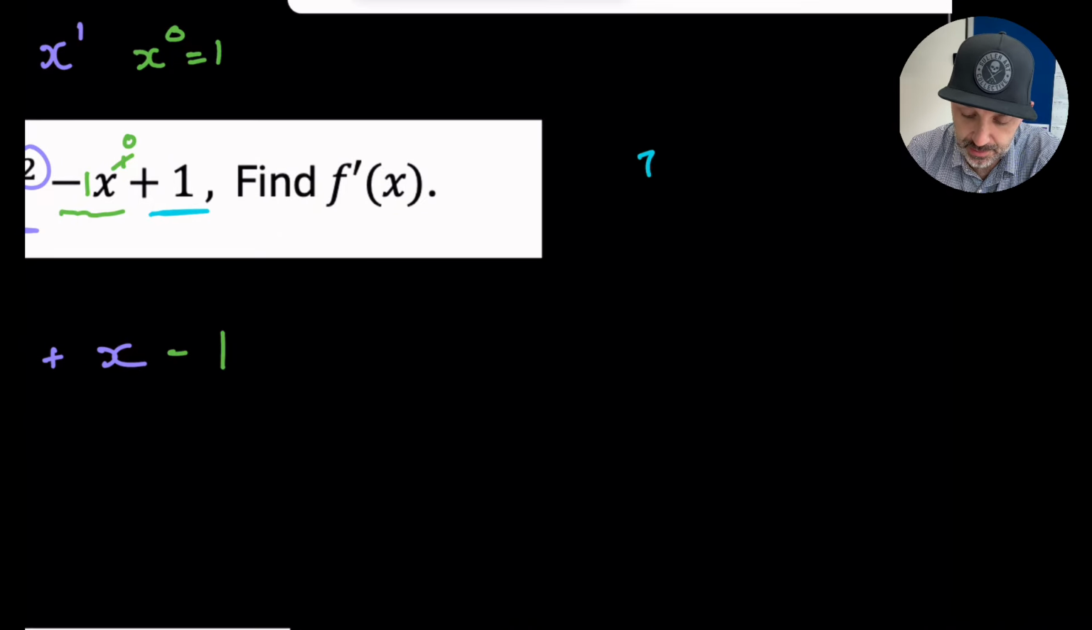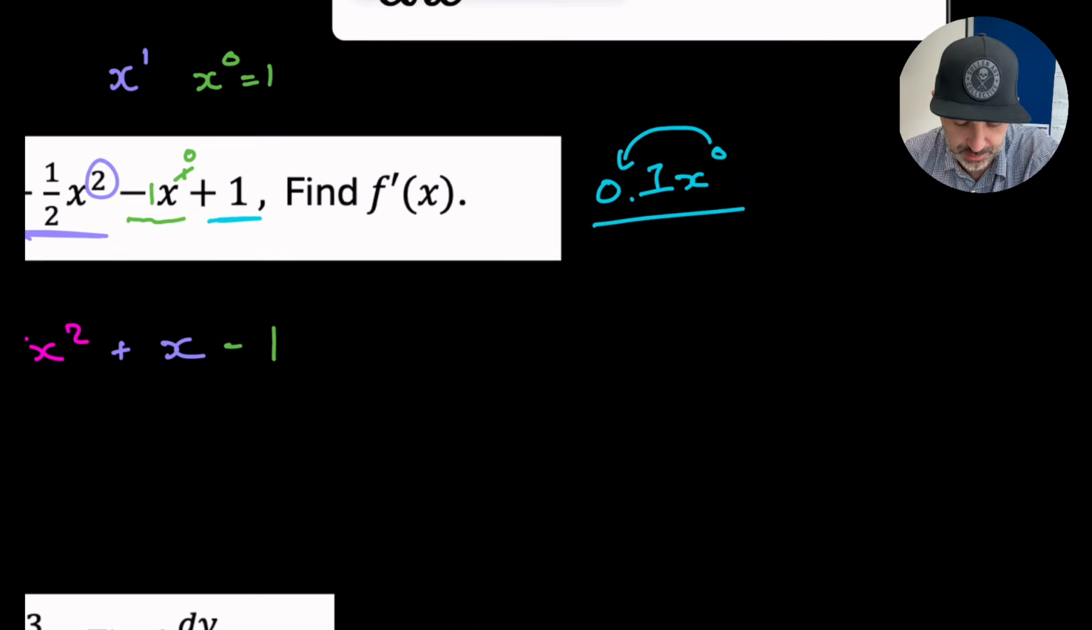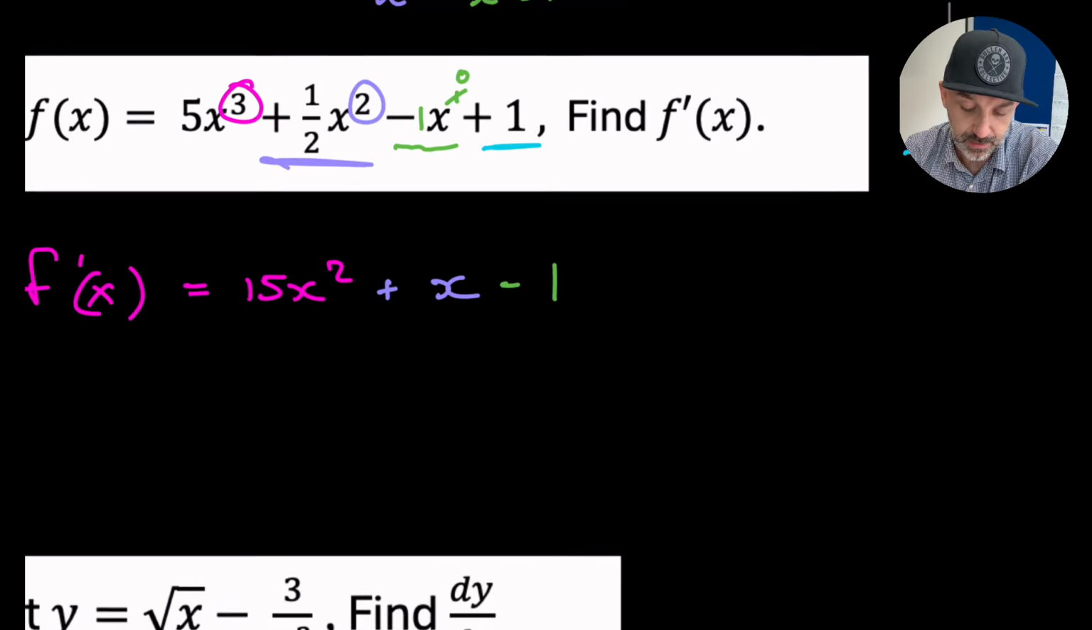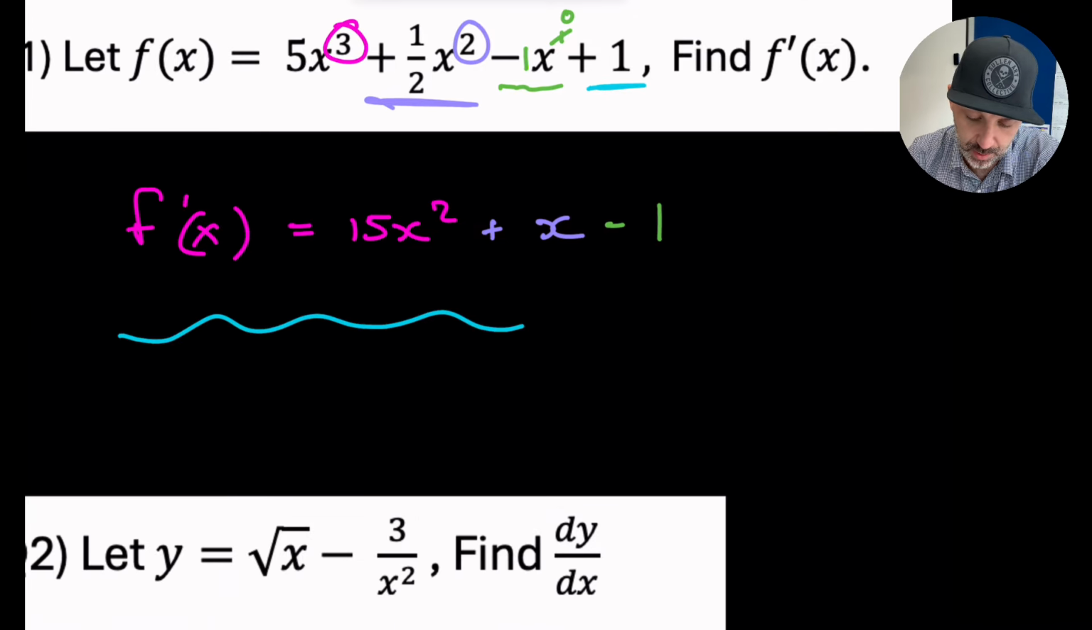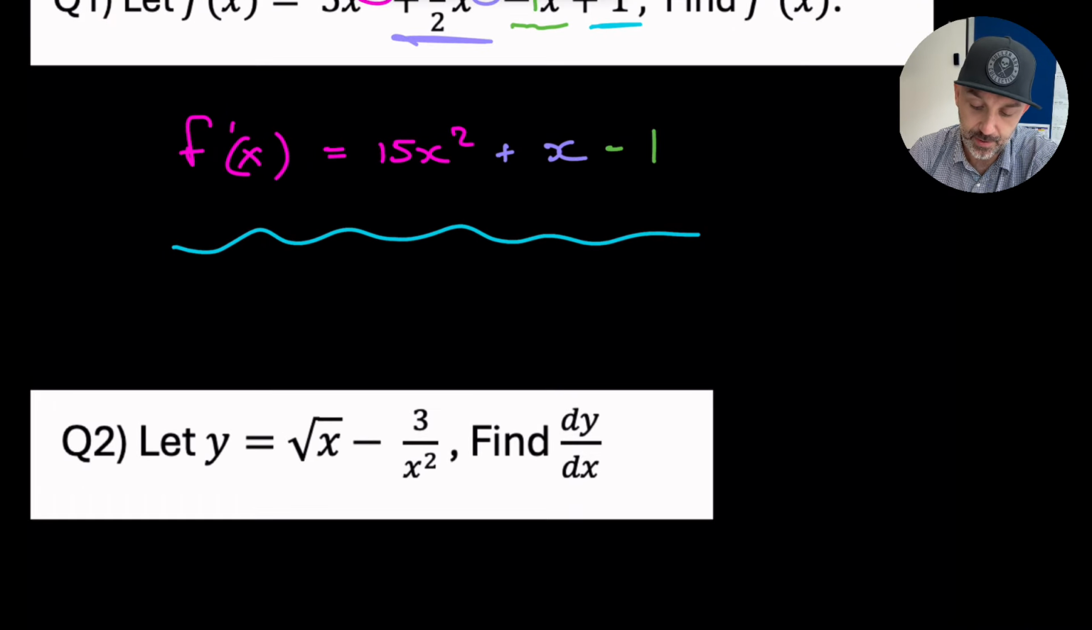If you think of it as like being 1x to the 0, you can still perform the power rule like timesing through by 0, but the moment you get to that stage, the whole expression will disappear as you're timesing through by 0. The quick way of thinking about this is just all constants will disappear when you are differentiating. So there we go. That is the first question solved, finding f prime of x.